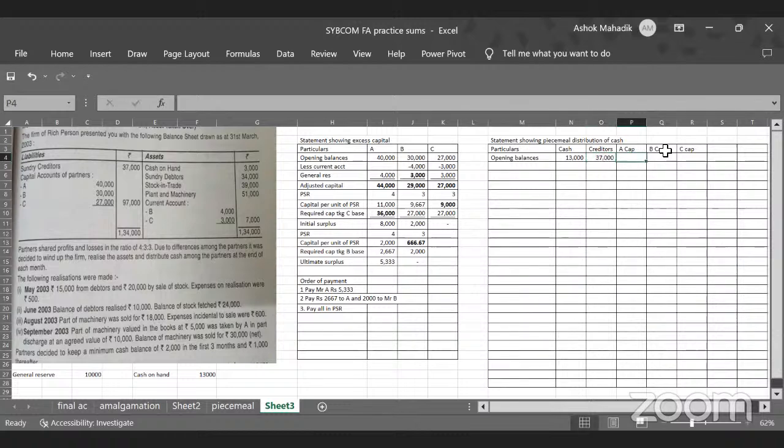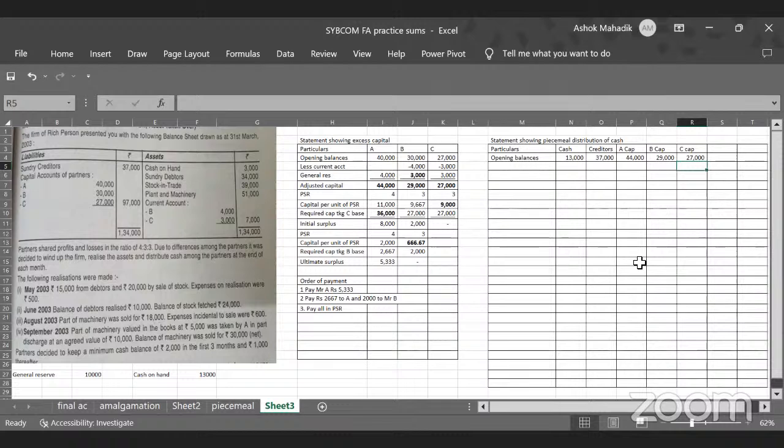A's capital. I told you that we have to write adjusted capital here. Don't forget that. If you copy down balances from balance sheet, you will miss the main crux of this sum. So take 44,000. For B, it will be 29,000. This is after adjusting current account and general reserve. And C is 27,000. Okay, students. So we wrote all the opening balances. We have taken general reserve on adjustment and we have increased cash by 10,000. Clear?